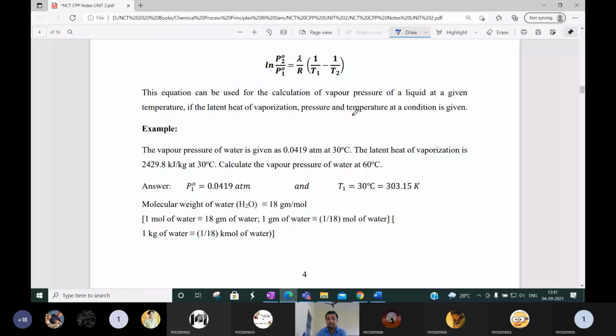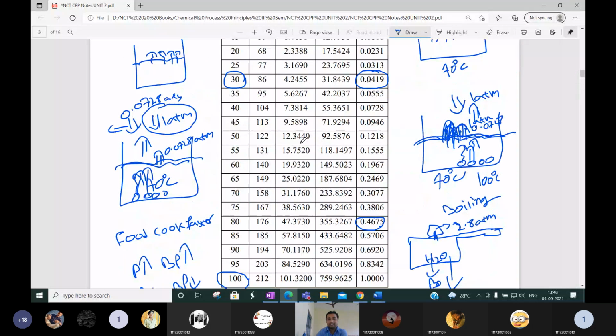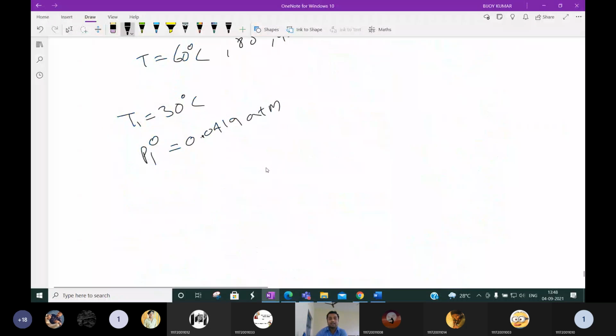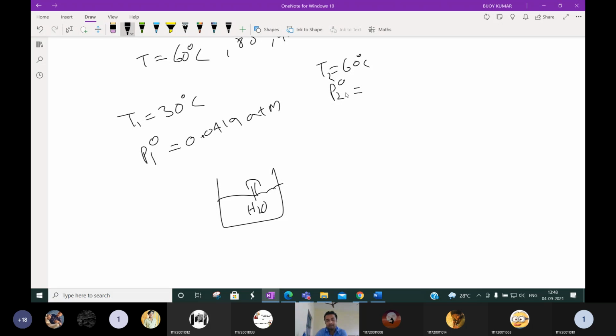Then let us calculate at 60 degrees centigrade. Suppose water at 30 degrees centigrade gives vapor with this vapor pressure. I ask you how much vapor pressure it will have at 60 degrees centigrade. How can you calculate it? By using the Clausius-Clapeyron equation. Let us derive this table value.